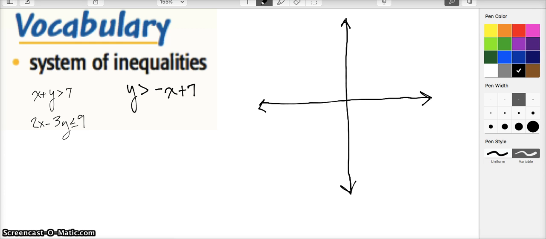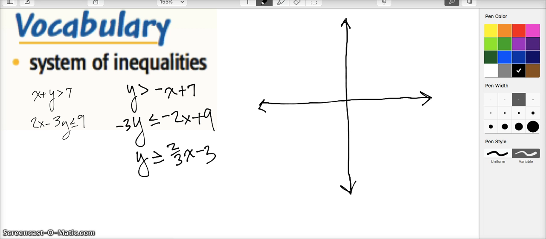And over here, a little bit more involved. If I take my time and do the steps, I have negative 3y is less than or equal to negative 2x plus 9. But what I'm going to do is divide everything by negative 3. And when I do that, I get y is greater than or equal to positive 2/3 x minus 9 over negative 3, which is 3.